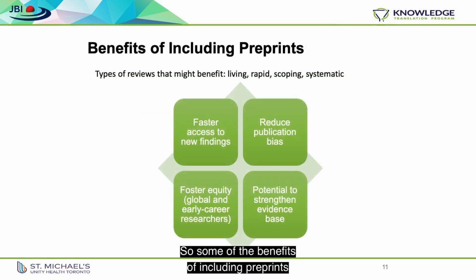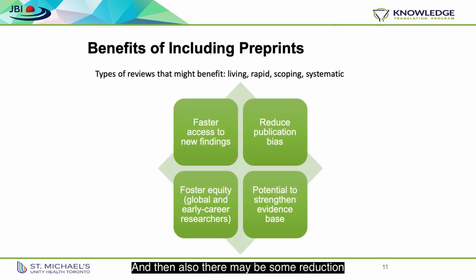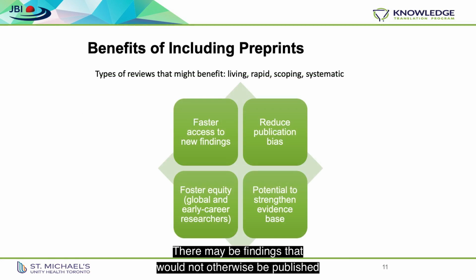So some of the benefits of including preprints is that we might have faster access to new findings. And then also there may be some reduction in publication bias. There may be findings that would not otherwise be published in a journal that are found in preprint servers. Preprints have the ability to possibly foster equity. I mentioned there's a lower barrier to entry, so that may mean more people from different regions of the world can publish in them, or early career researchers. And they have the potential to strengthen the evidence base.